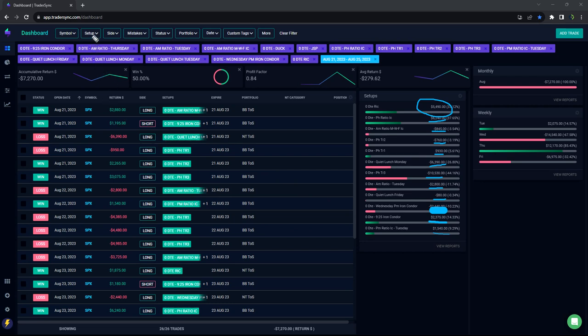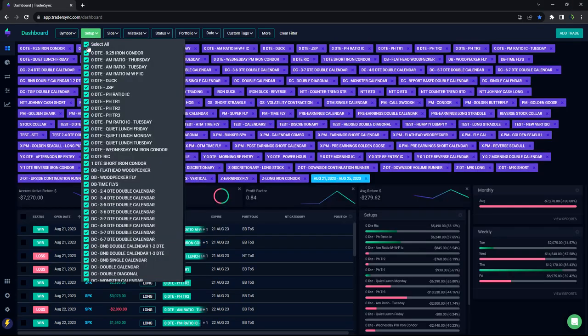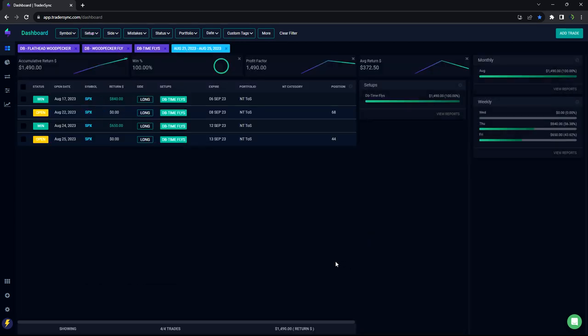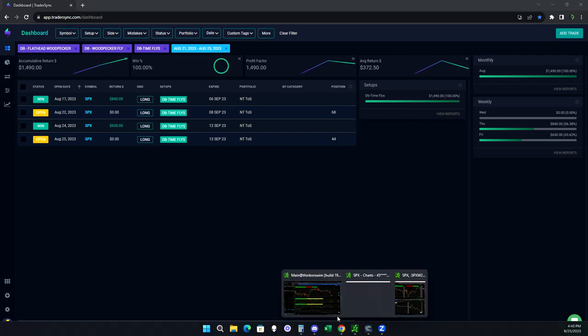All right, so let's move on to our next setups, which would be dynamic butterflies. So the time flies continue to do well. One for plus 840, one for plus 650. We got a couple others open. Let's take a look at our open positions here.